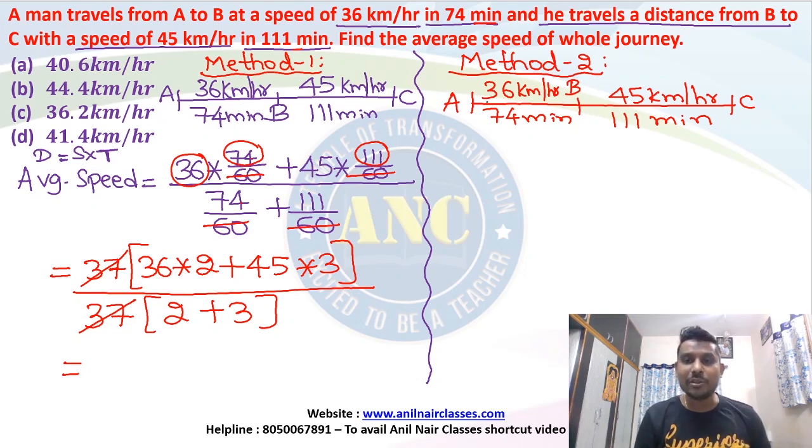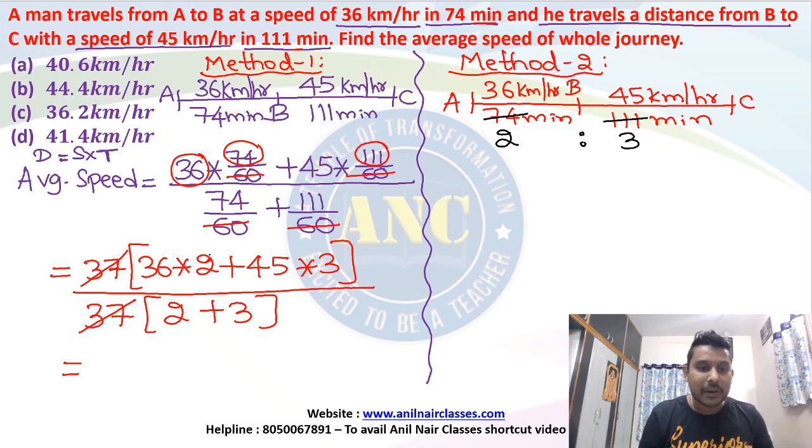Now, I also know that this 74 and 111, what is given in time, are multiples of 37. That means from A to B, it is 37 into 2. From B to C, it is 37 into 3. That means the time ratio is nothing but 2:3. And just for your information, this 2 and 3 are exactly the same as what you are getting here as 2 and 3.